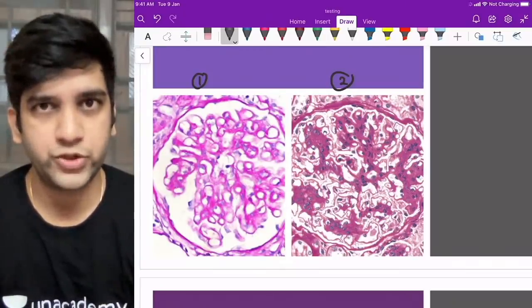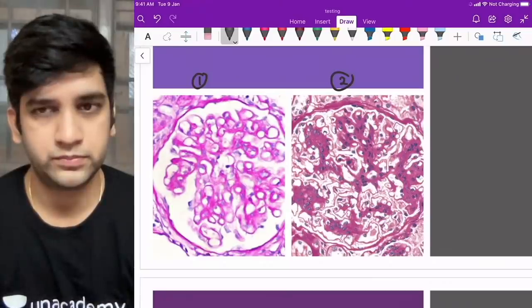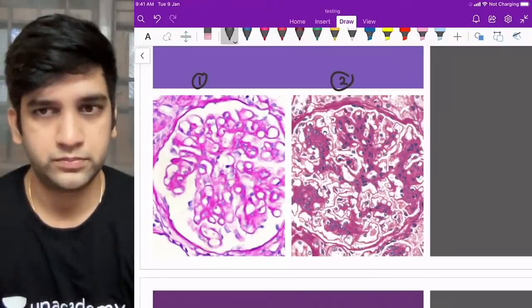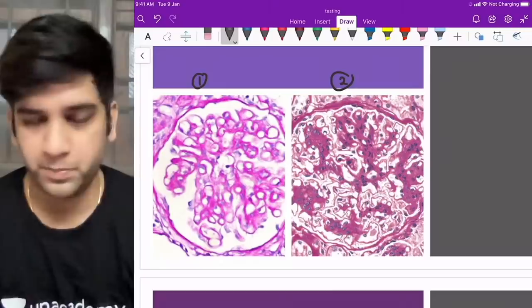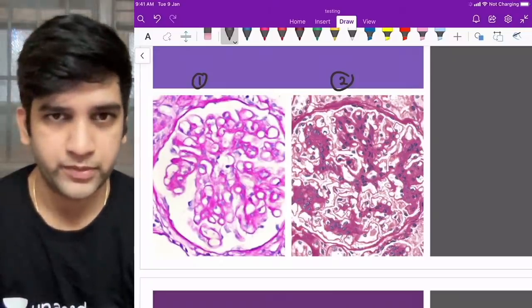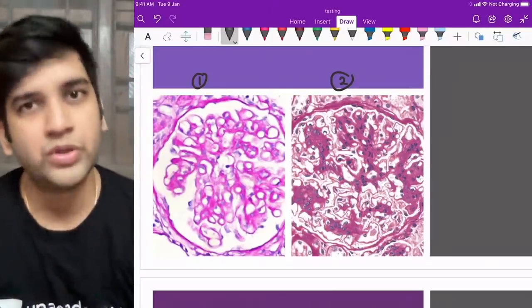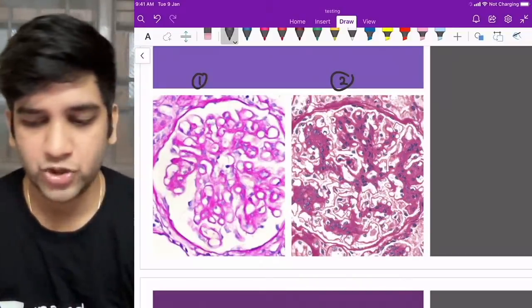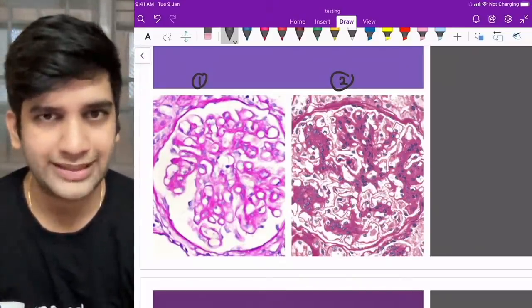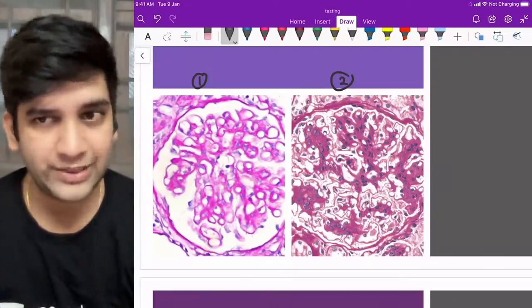What do you see in 1, what do you see in 2? Okay, 1 is normal. Perfect. What do you see in 2? Which compartment is more in 2? Is it diffuse pattern? No, it's not diffuse pattern. It is not membrane thickening also, right? It's not membrane also. The second one is mesangial.